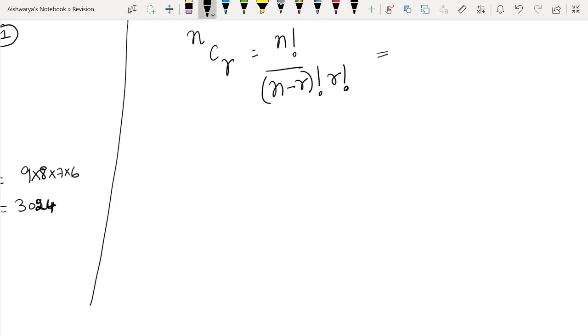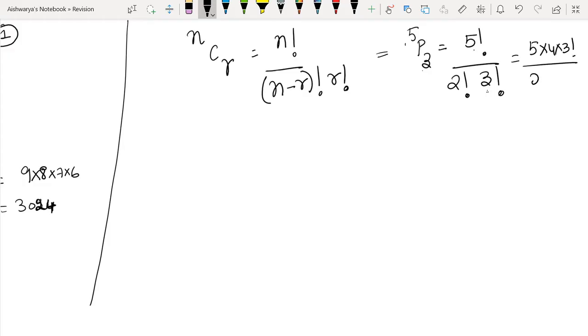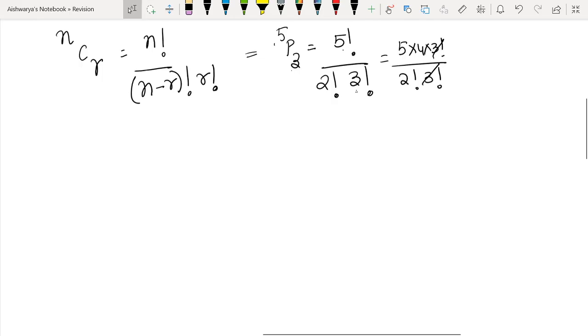So if I give you an example, let's say 5P3. 5P3 is nothing but 5 factorial divided by 5 minus 3, which is 2 factorial, into 3 factorial. So how we do this is expand this up to the bigger number. So 5 into 4 into 3 factorial divided by 2 factorial into 3 factorial. These two will get cancelled. 5 4s are 20, 20 by 2 is 10. 10 is your answer. Okay, so that's how we do these kind of questions.